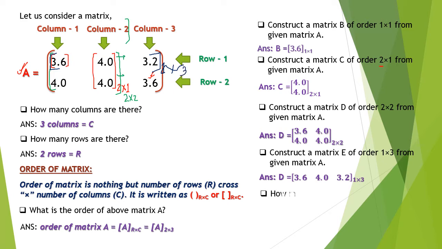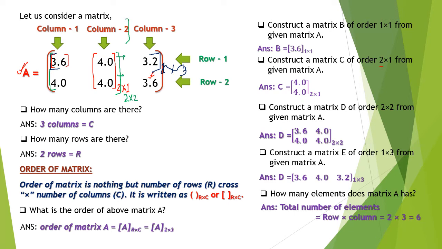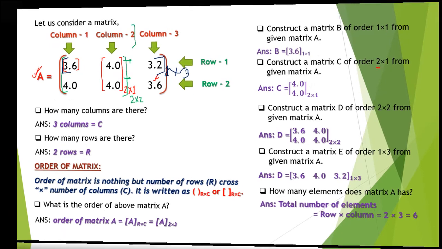Now again, how many elements does a matrix A have? To find how many elements are there in a matrix, we have to multiply row and column. This time it is multiplied, it is not cross, it is multiplied. That is, there are 2 rows and 3 columns, so 2 into 3, there are 6 elements in this matrix. Isn't it? So it's easy. Now let's move to another slide.